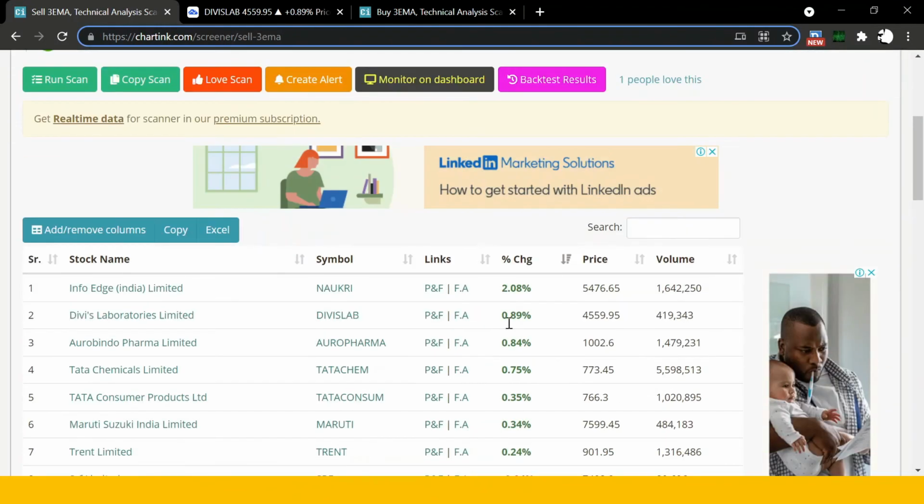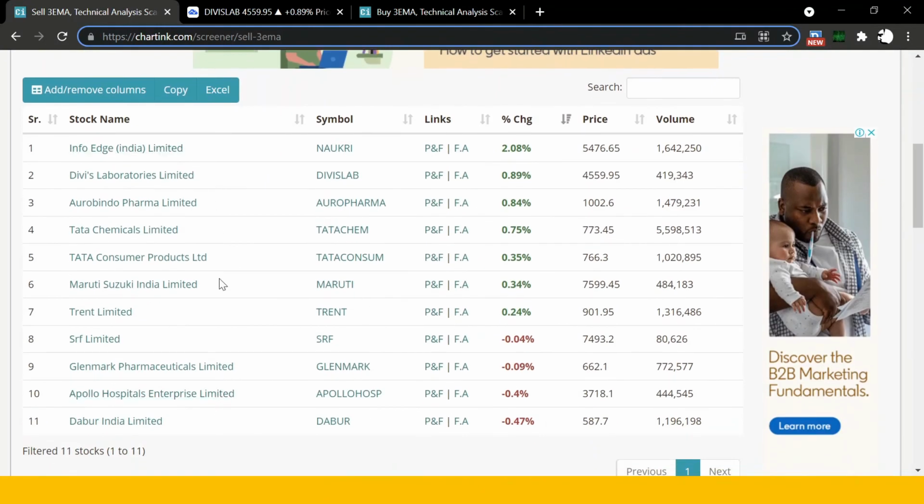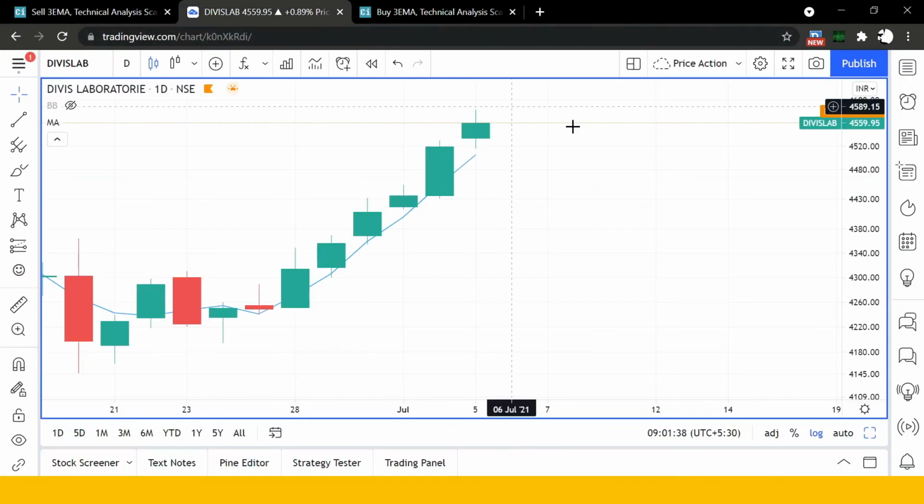When we run it, we get a list of stocks. What happened is these stocks have gone away from their mean, that is, away from the 3 period moving average. We don't go short on all the stocks. We just look at the first 3-4 scripts and then evaluate ourselves. The first stock is Divi's Lab. We have drawn the moving average, so it is a little away.